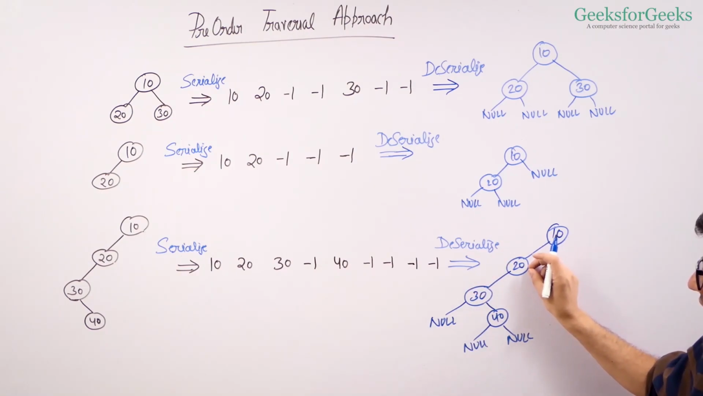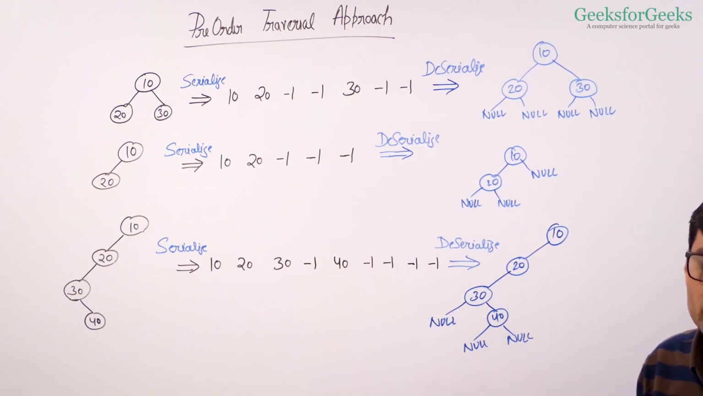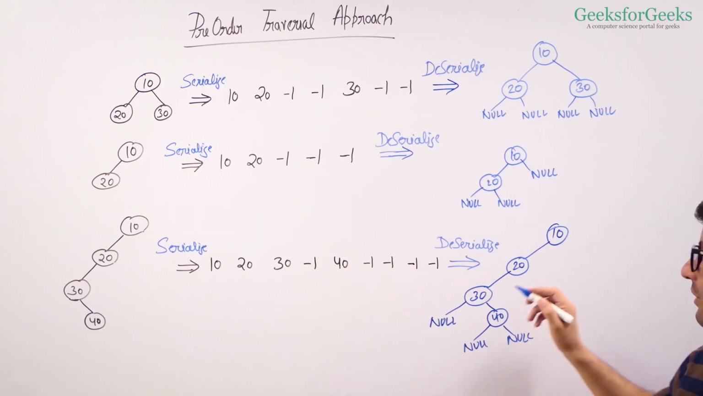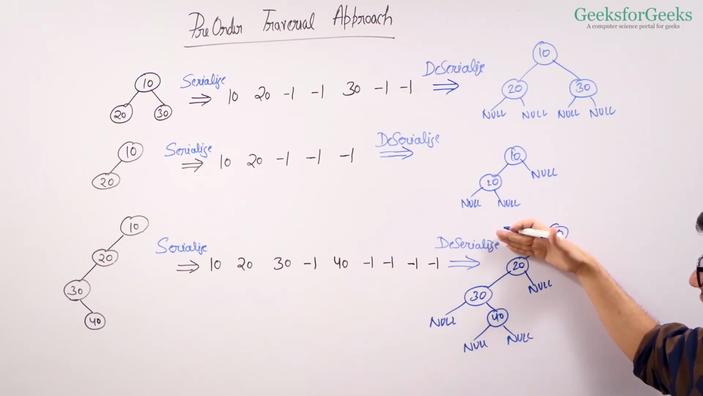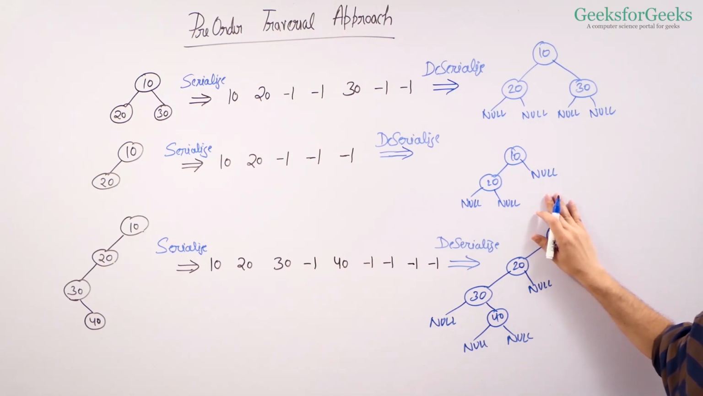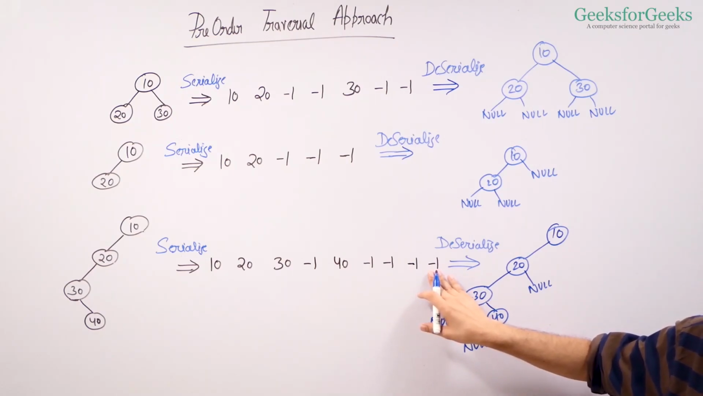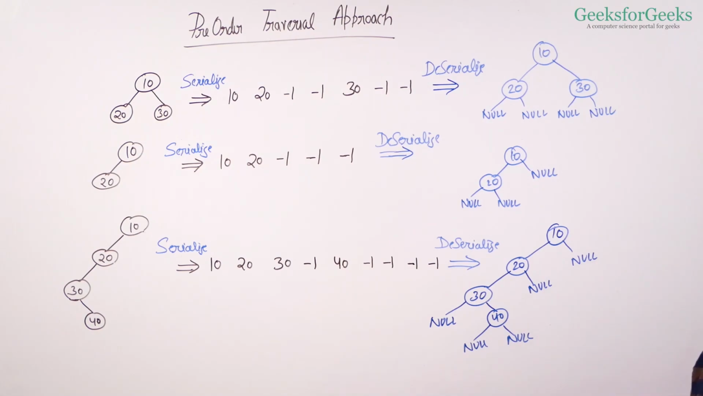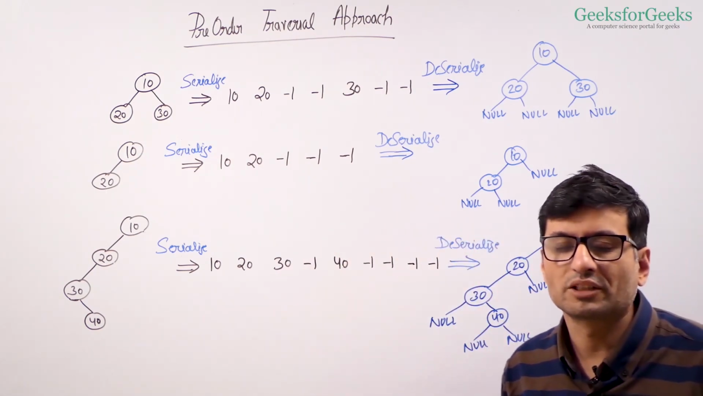We will make a recursive call for right child of 20. When you make a recursive call for right child of 20, you will see a -1, right? You will come here and you will see a -1, so you will mark it as null. Now this subtree is constructed. You will make a recursive call for the right subtree of 10. When you make a recursive call, you will see -1 in the array, the next element, and you will mark it as null. So your original tree is constructed back. You have deserialized the binary tree.